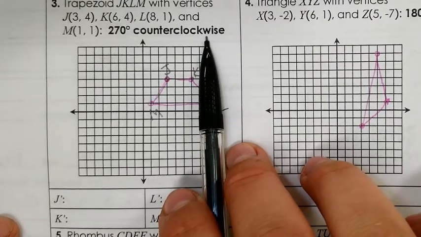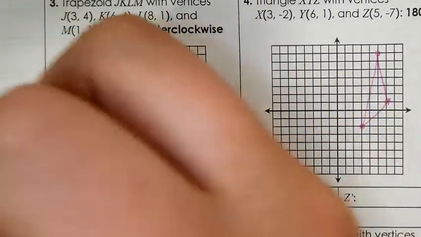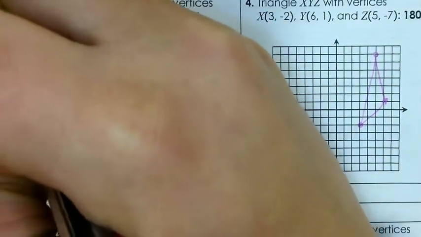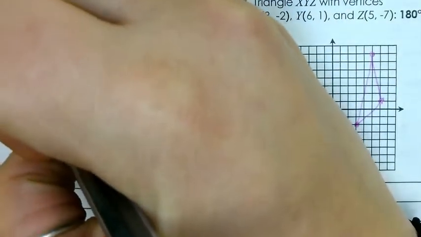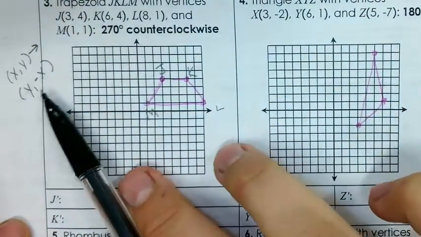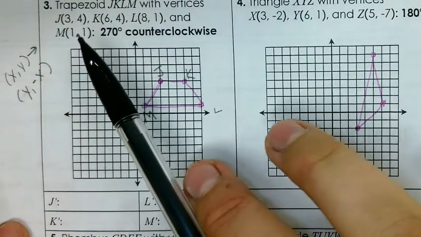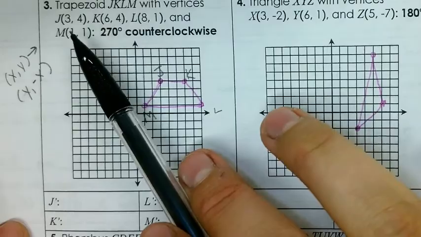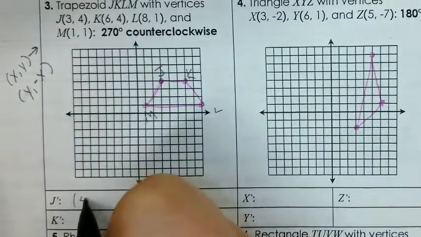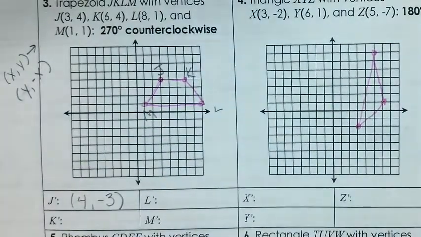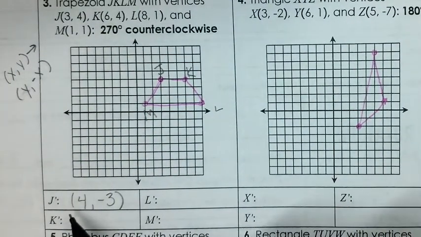So that means our rule is still okay. So when we have our point X, Y, we flip them and negate the Y coordinate. So let's determine what our new J prime is. Flip them and negate the Y coordinate. So we have 4, -3.